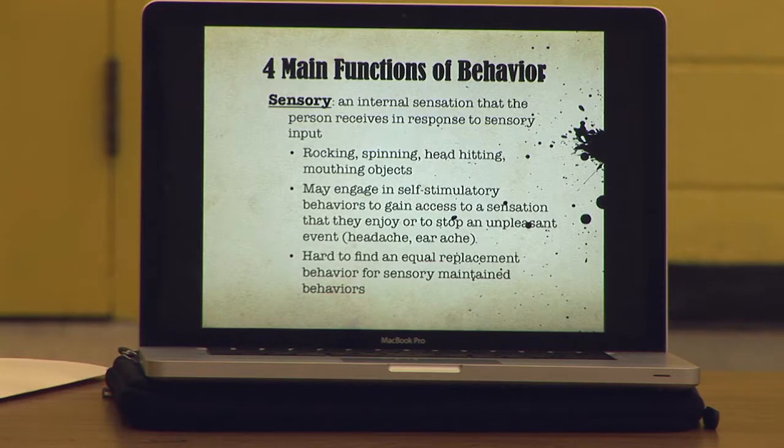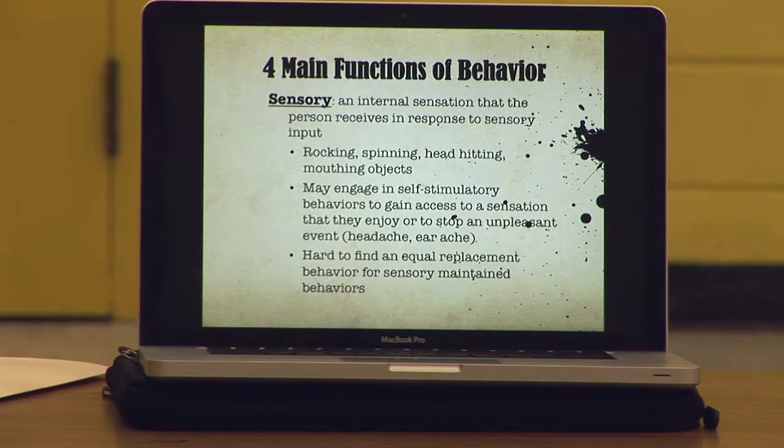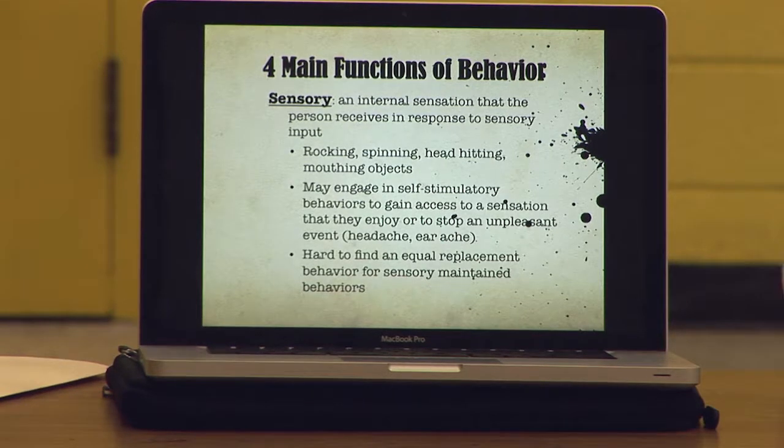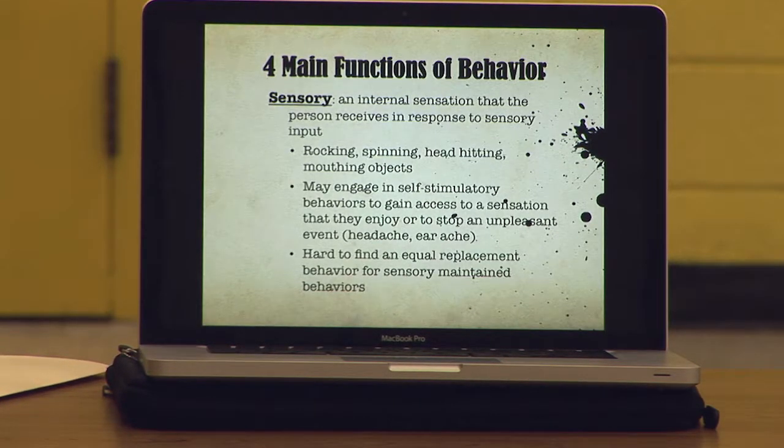So again, something that we do, especially with sensory type behaviors, is we also get them checked out to see if there's any medical cause. If you see your child is consistently banging their ear, the first step should be taking them to the doctor to make sure they don't have an ear infection. If the doctor says, okay, the ears are fine, then we want to specifically figure out what the function of banging on the ear was.